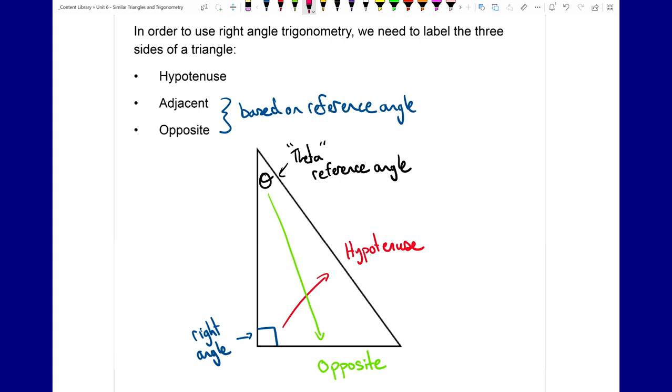And then lastly, that means my adjacent. Adjacent means beside, so that is the side beside my reference angle, or it's the last remaining side. One thing to note: if you go back to the previous lesson, we had the reference angle in the bottom corner, but when we labeled our sides, the opposite was over here and the adjacent was on the other side. So those can switch. It all depends on what angle you're dealing with, and that's why we base them off of the reference angle and not specifically the right angle.